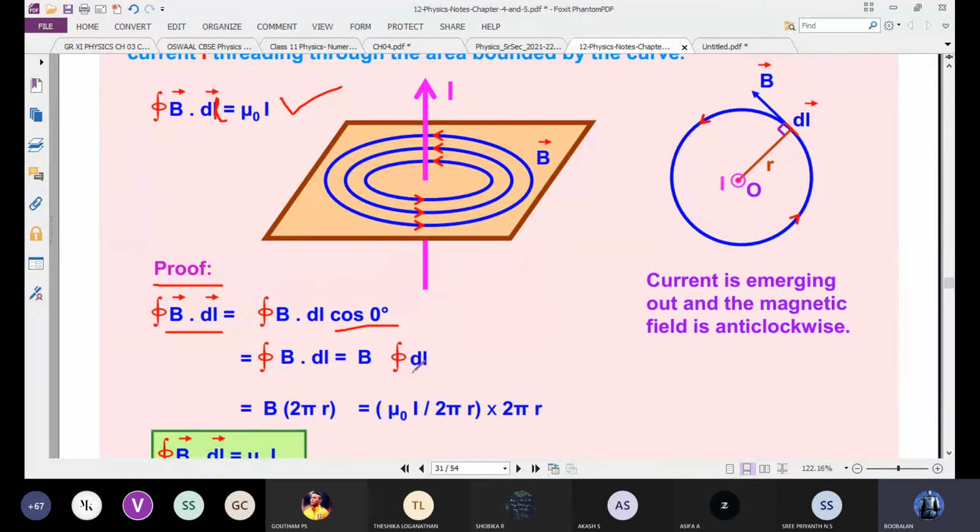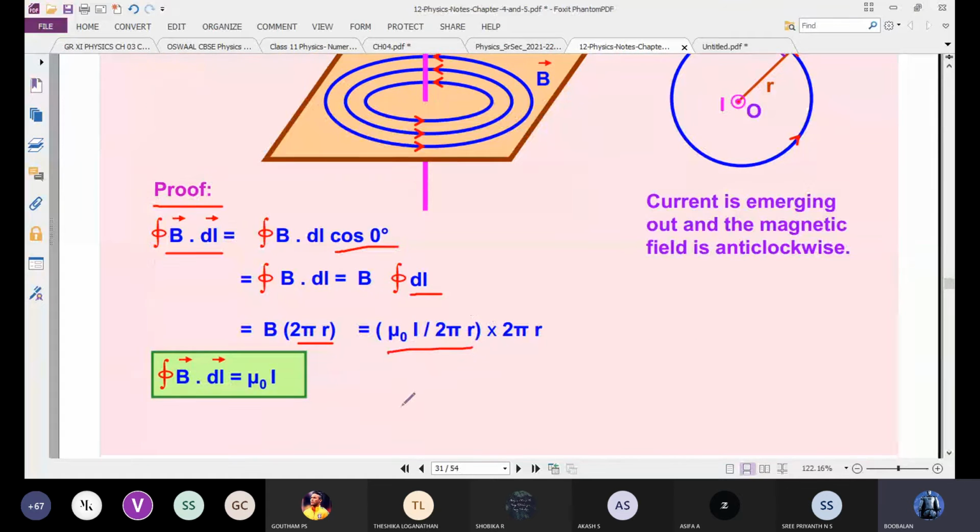So next step, the closed integral of dl is 2 pi r, and B value is mu naught I divided by 2 pi r. Now 2 pi r cancels. You will get only mu naught I. So this is the proof for Ampere's circuital law: closed integral B dot dl is equal to mu naught I.